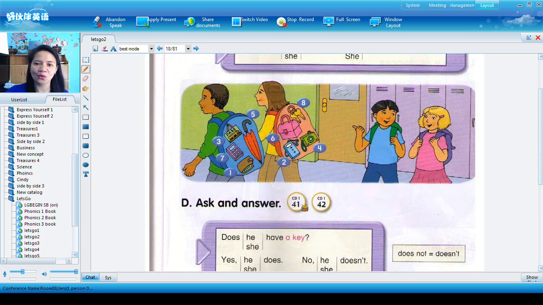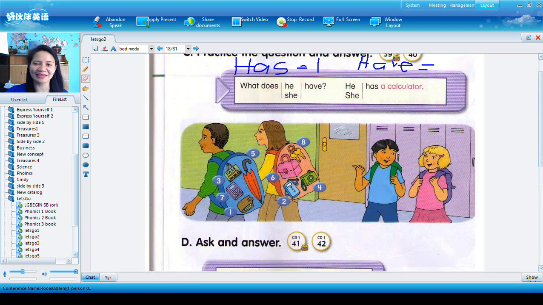What does she have? You'll say, she has a lunchbox. What does she have? You'll say, she has a music player. What does she have? You'll say, she has a keychain. And what does she have? You'll say, she has a camera.